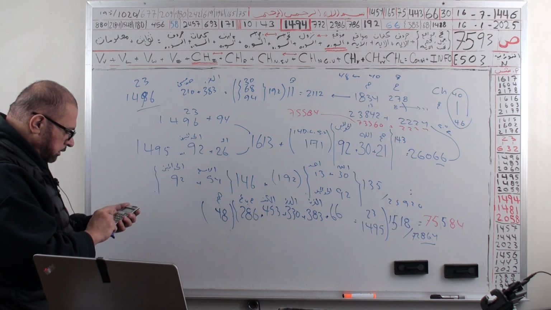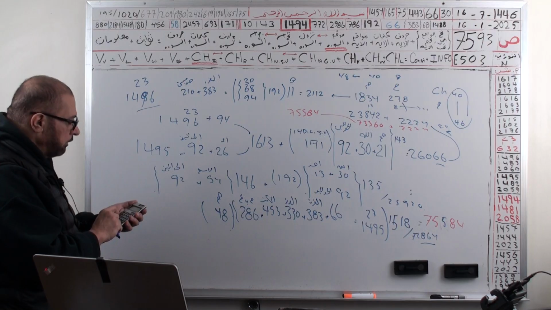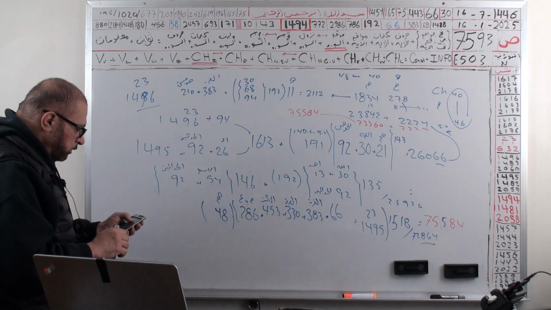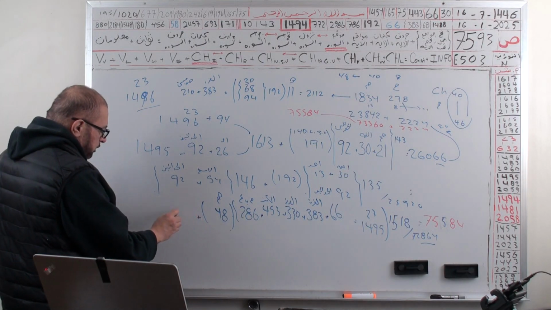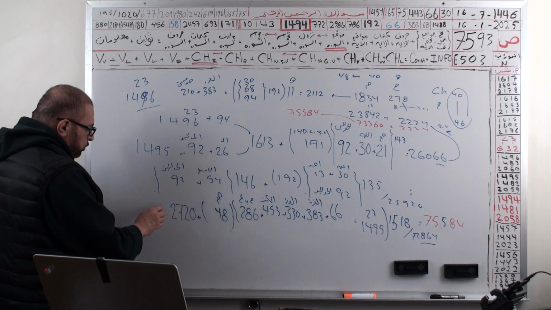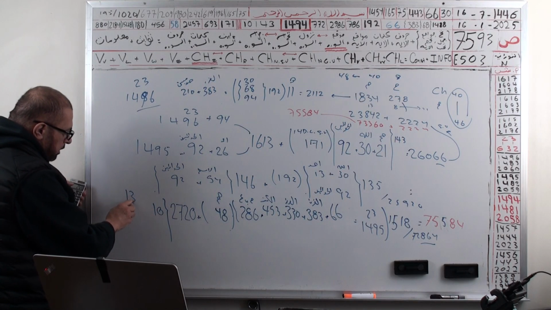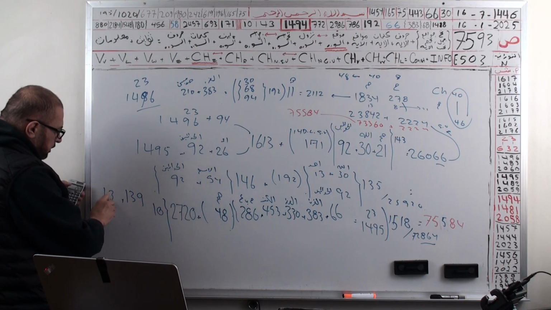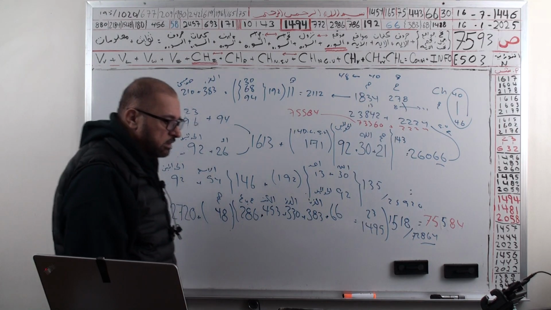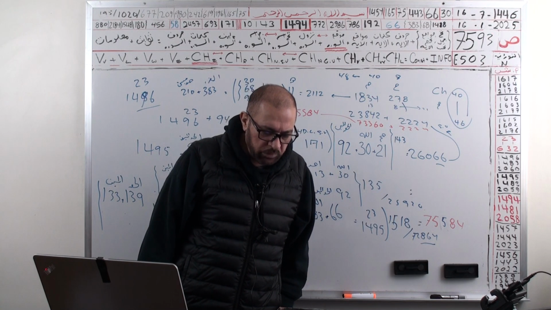Times 48, this is 72864 out of 75584. I'm dealing with 2720. Look what came out: 2720. But 2720 is 10 times the word Al-Haqq plus 133. This is Al-Haqq, this is Al-Mubin, the clear truth. The theory suggests that this is Al-Haqq Al-Mubin, so Al-Haqq Al-Mubin times 10.